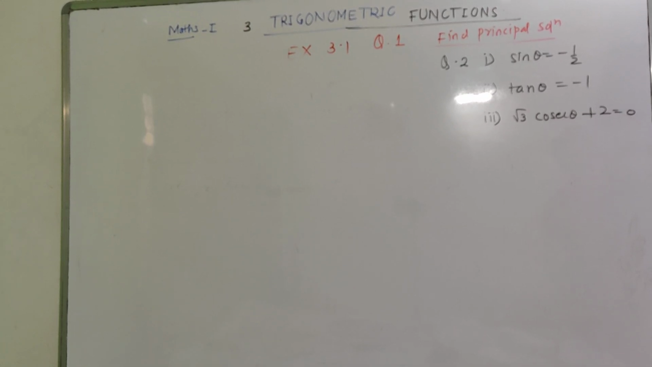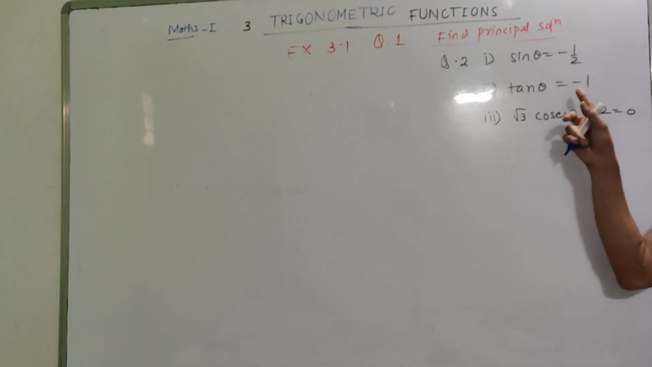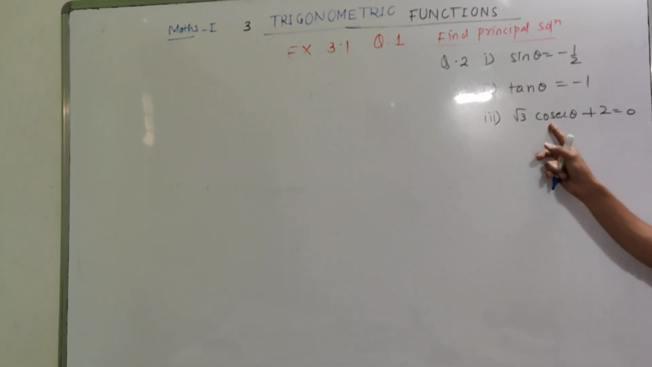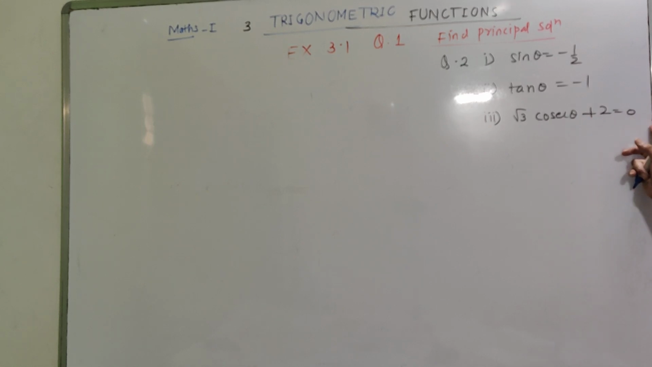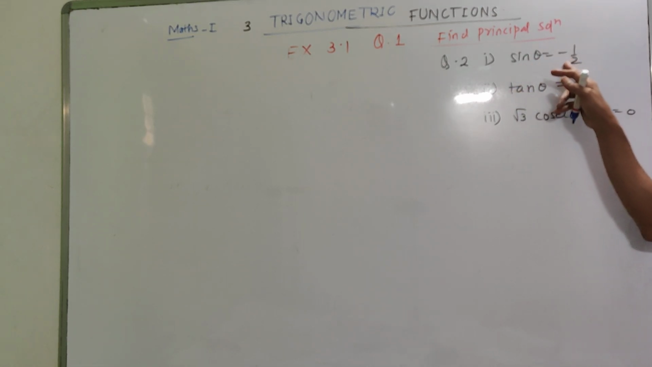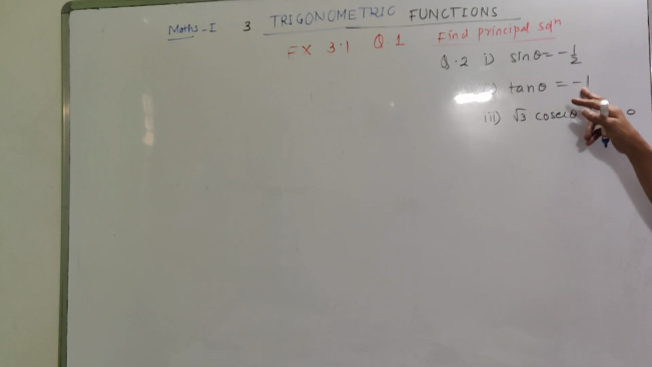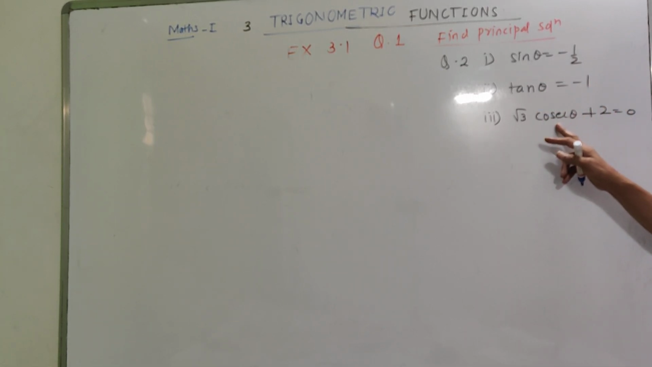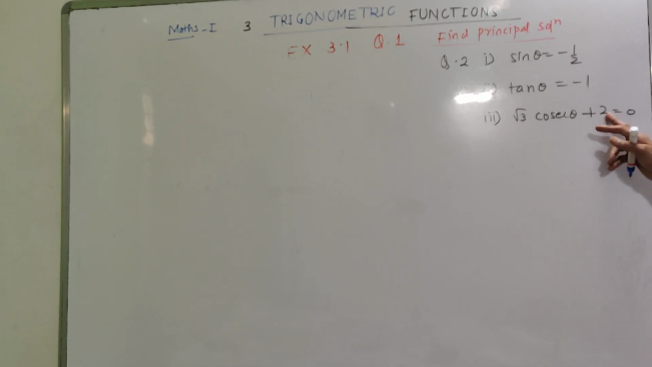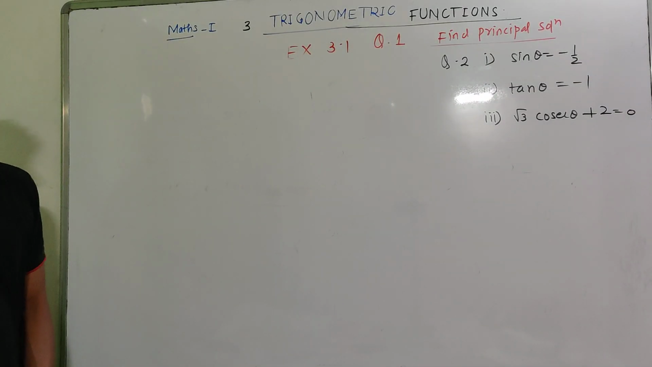Question number 2. First sub question, sin theta is equal to minus 1 by 2. Tan theta is equal to minus 1. Here we can simplify. After simplifying, cosec theta is minus 2 by root 3. So all these values are negative. Sin theta is negative in the third and fourth quadrant. Tan theta is negative in the second and fourth quadrant. Cosec theta is negative again in the third and fourth quadrant. So our solutions will be according to those quadrants.